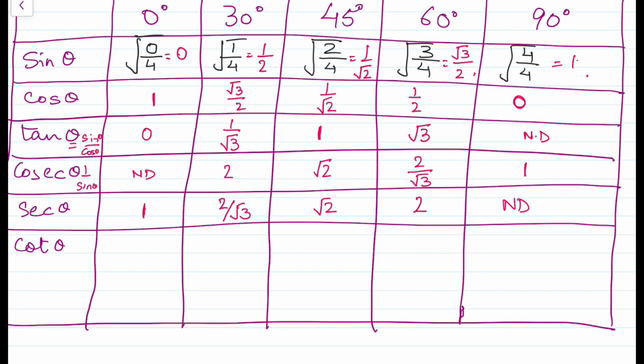Cot is 1 over tan. You can write just the reciprocal of tan, or you can just divide. So cot theta is equal to cosec theta over sec theta. You can either do it this way, or you can do 1 over tan theta. Okay, so that's again going to give you the same thing. So I'm just going to do 1 over tan. So 1 over tan, 1 over 0 is not defined. Then we have root 3, 1, 1 over root 3, and 0. All right, so I hope this makes a little bit of sense.